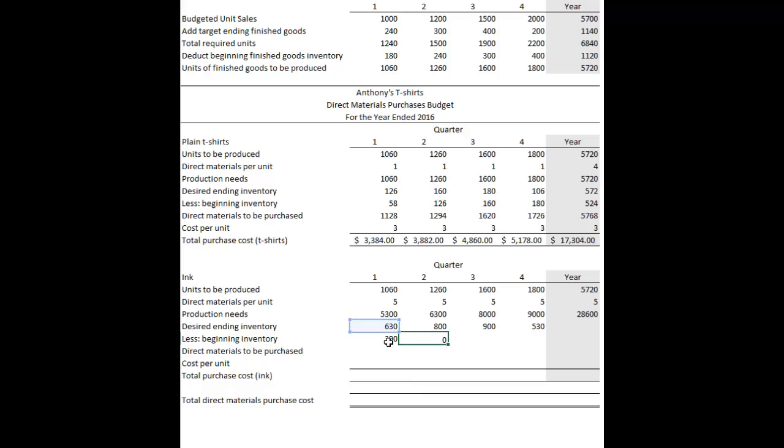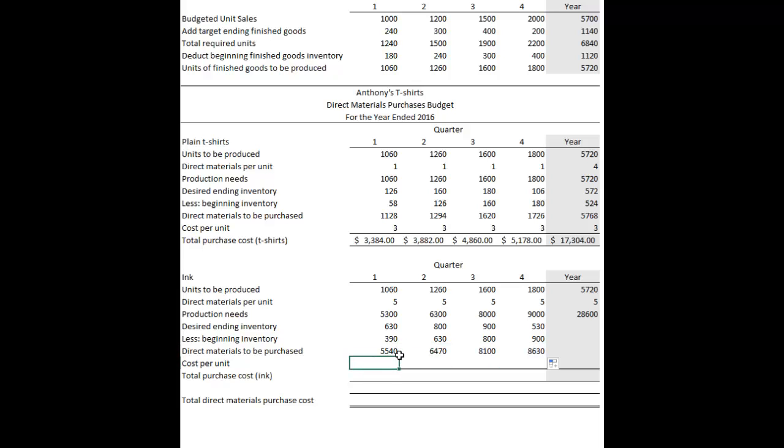Okay, so the beginning inventory, remember we pulled this number from the data given, is my last quarter's ending inventory. And then the direct materials to be purchased. Again, this is no different from the t-shirts. It's my production needs plus my desired ending inventory minus my beginning inventory. Carry that all the way across.